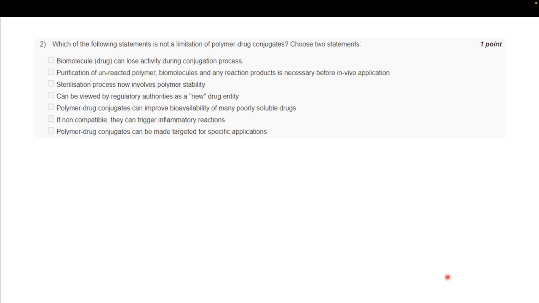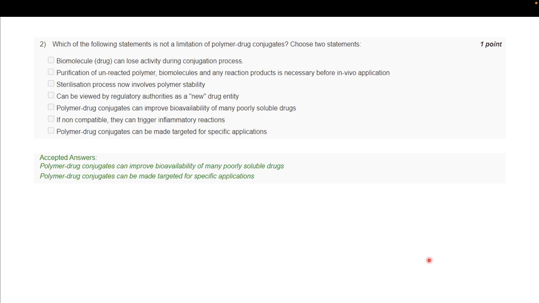Thanks for answering. So you've answered only one. We are supposed to choose two statements. Just keep that in mind when you're reading the questions. Even for your exam, wherever you see that you have to choose more than one option, just be careful with these questions. Anybody else has a response? Yes, ma'am. Again, polymer drug conjugates can be made targeted for specific applications. Okay, you have the two answers. We'll wait if anybody else has another response and then we'll discuss. Others have any answer? No? Okay. We'll discuss this question.